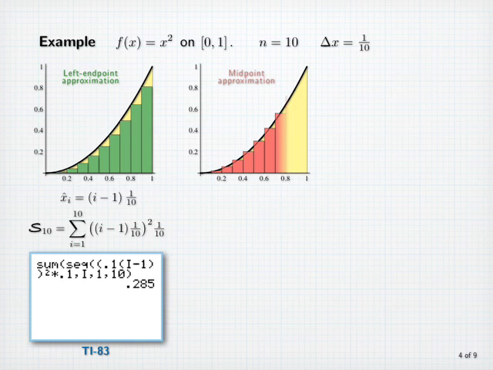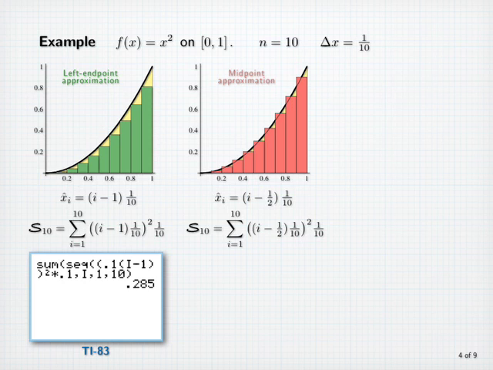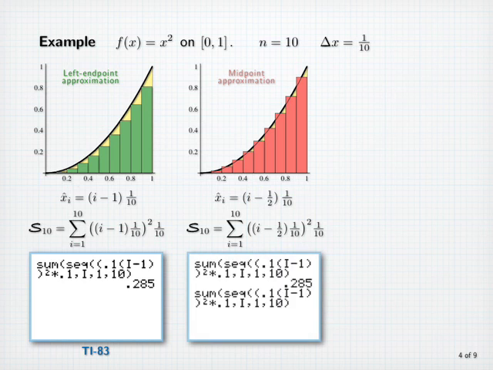Now let's compute the midpoint approximation with 10 rectangles. Here we want x hat sub i equal to i minus 1/2 times 1/10, and so S10, based on this choice of x hat sub i, is the sum as i goes from 1 to 10 of the square of i minus 1/2 times 1/10 times 1/10. Now to do this calculation, it's convenient to simply bring up the previous entry and edit it by replacing i minus 1 with i minus 0.5. With that small change made, we hit enter again, and we find that this midpoint approximation is 0.3325.